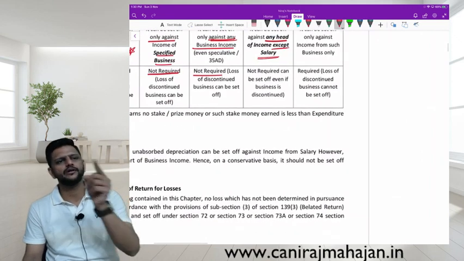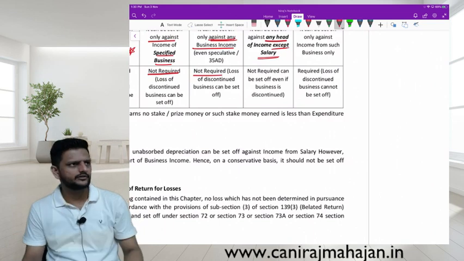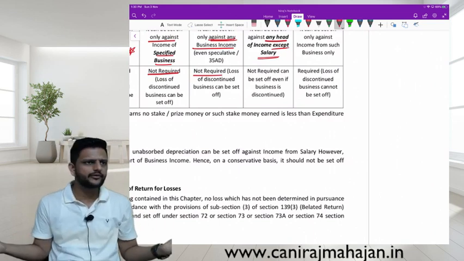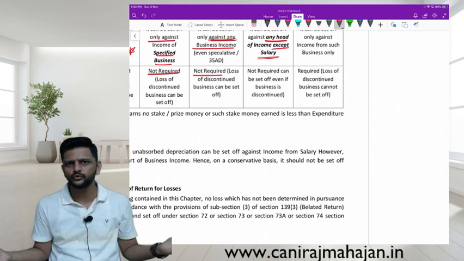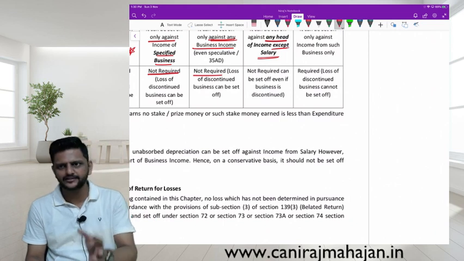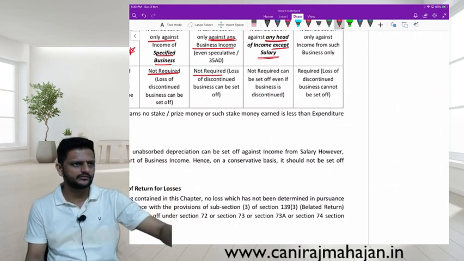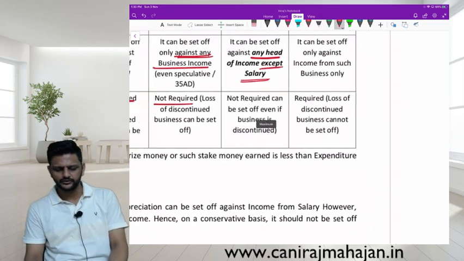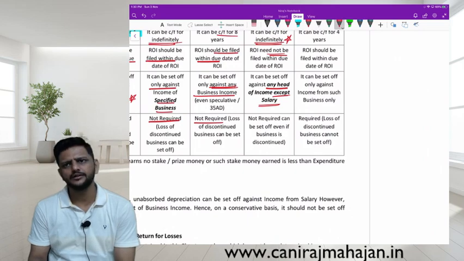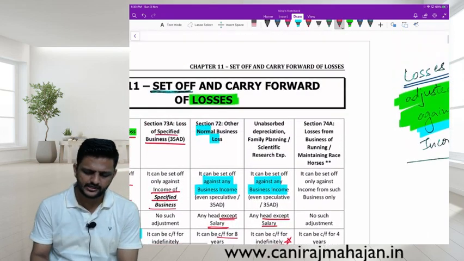Can HP loss be set off against CG income? Can PGBP loss be set off against CG income? Can IOS loss be set off against CG income? CG accepts everybody. Understood or no? When I say accept, it means there is an element of profit over there. Okay? And again, discontinued business loss can also be allowed to be set off. So only the last one remains different.